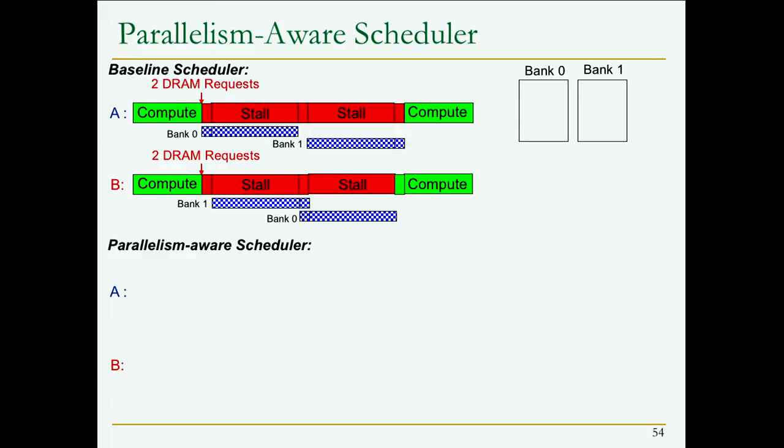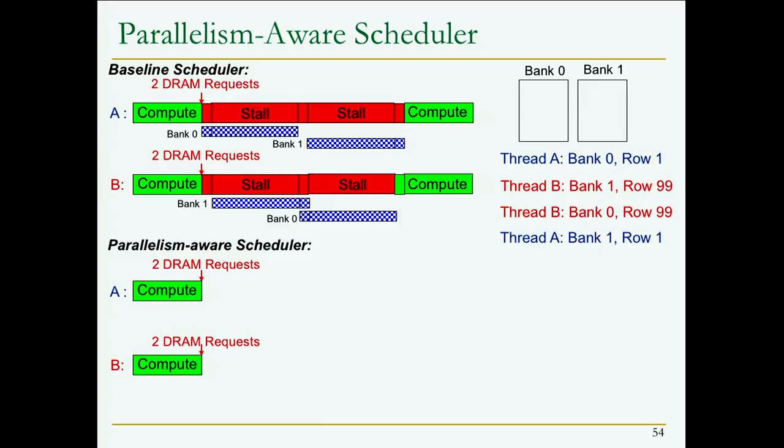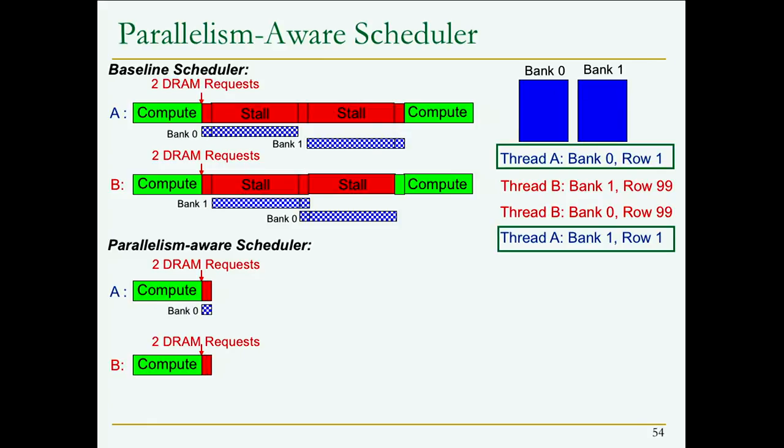If you had a parallelism-aware scheduler, when it received these 4 requests in the same order as before, it could have been a little bit more intelligent. It, let's say, first took thread A's request to bank 0, and then next, instead of taking thread B's request, which is the next one in the queue, it would ask the question, does thread A have any other request to any other bank? And the answer is yes, so it would next schedule thread A's request to bank 1, such that it would overlap the latencies of thread A's 2 requests.